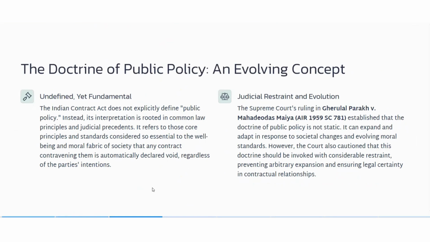So now coming to what is the doctrine of public policy that has not been defined, and yet it is fundamental. So the Indian Contract Act does not explicitly define what is public policy. Instead, its interpretation is rooted in common law principles and judicial precedent.